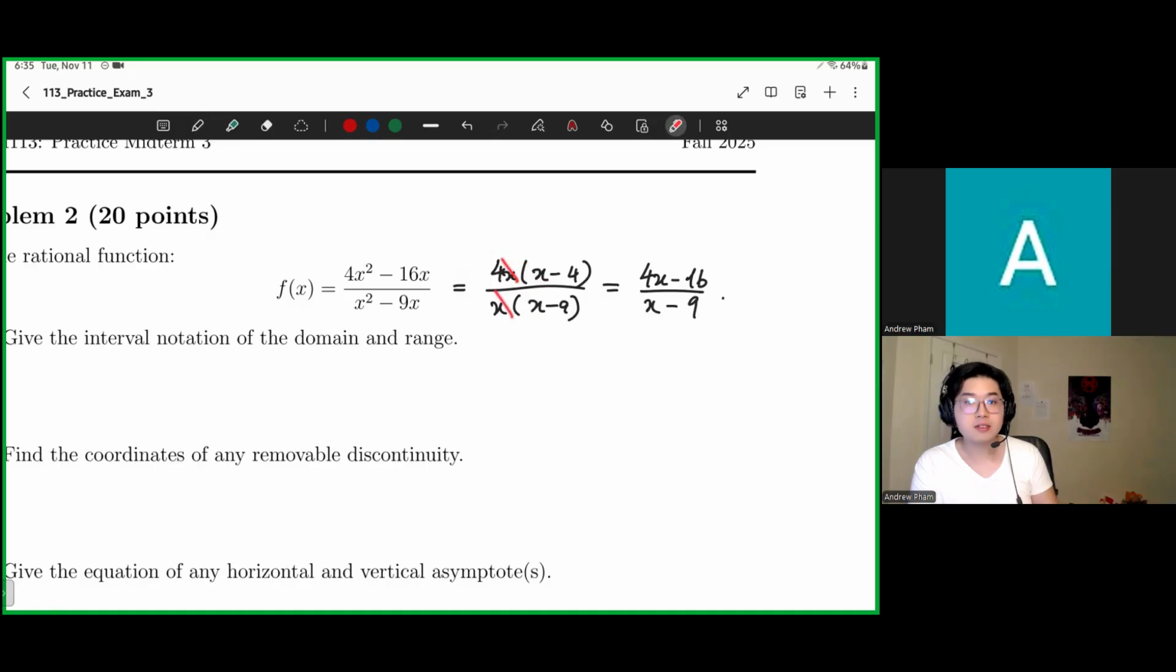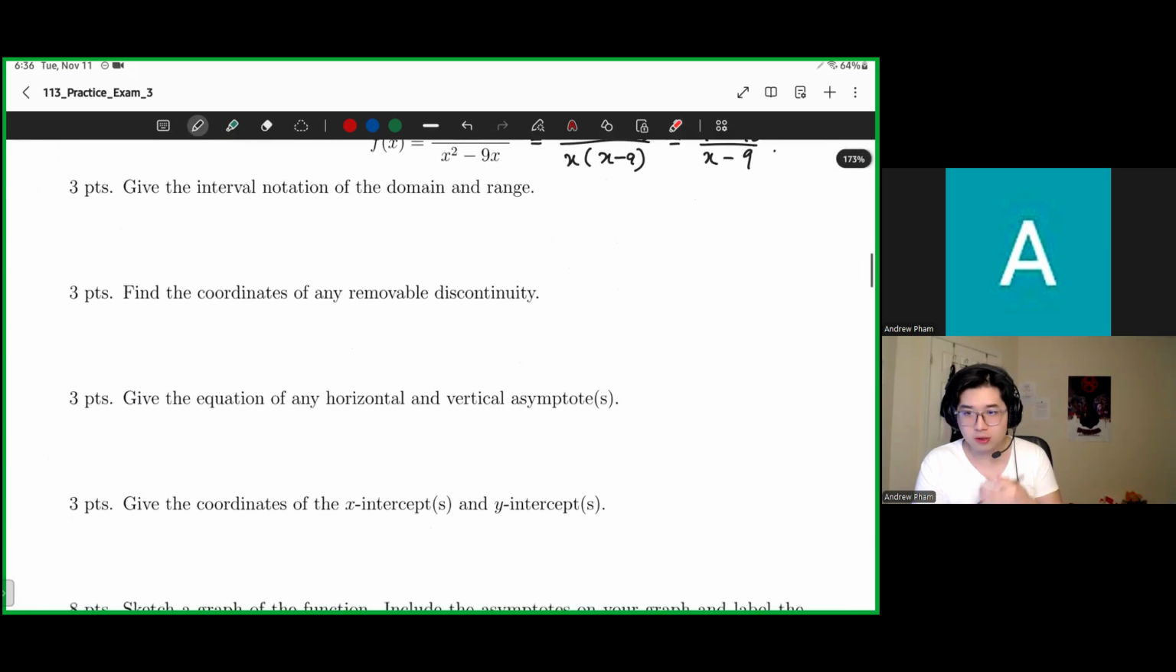But when I cancel these x's, I'm assuming they're not equal to 0. And remember, whenever you're canceling the factors on top and on bottom, this is by definition the presence of a hole. That means we have a hole at x equals 0. And remember, we cannot have 0 over 0, because 0 over 0 is undefined. That's why there is a presence of a hole.